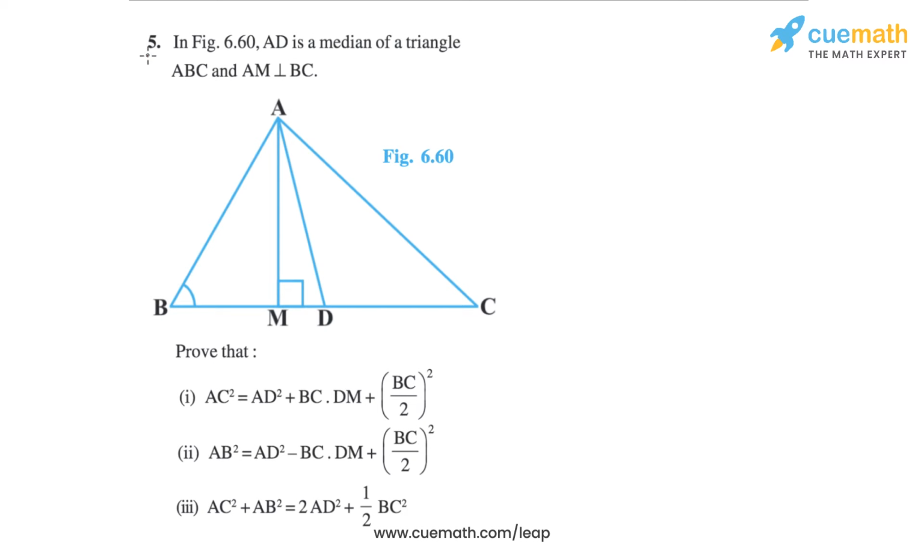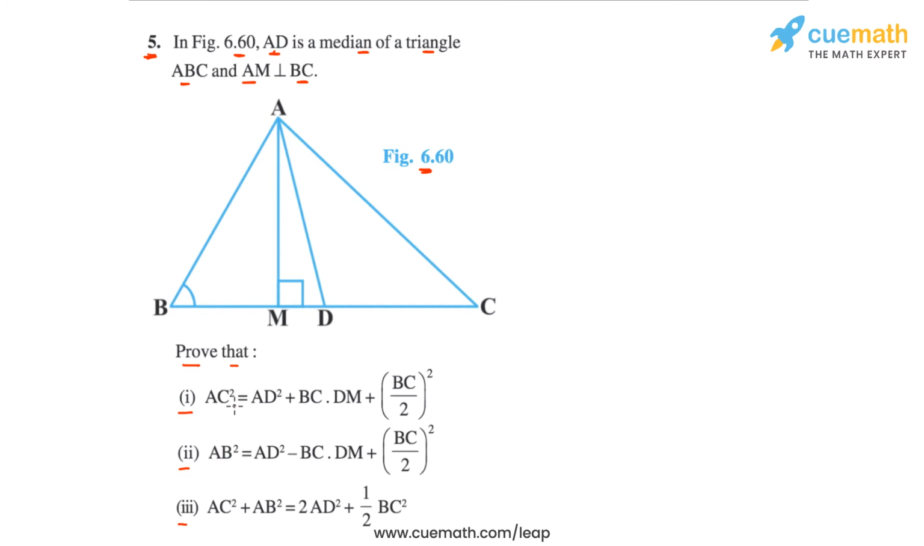Question 5 of this exercise says that in figure 6.60 given alongside, AD is a median of a triangle ABC and AM is perpendicular to BC. So AD is a median, so D is the midpoint of BC, and AM is perpendicular to BC. So AM is basically an altitude of the triangle through A. Now we have to prove these three parts, 1, 2 and 3. So let's go through them one by one.